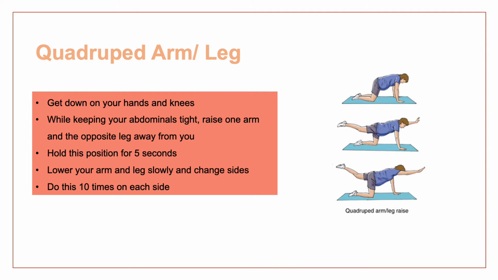Next is quadruped arm leg. In this exercise, you need to first get down on your hands and knees, then tighten your abdominal muscles and raise one arm and the opposite leg away from you and hold it for about 5 seconds. Then change sides. Do this exercise 10 times on each side. Quadruped arm leg exercise helps strengthen the muscles needed for labor and delivery.